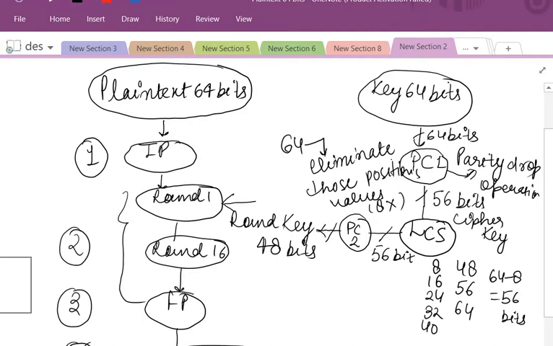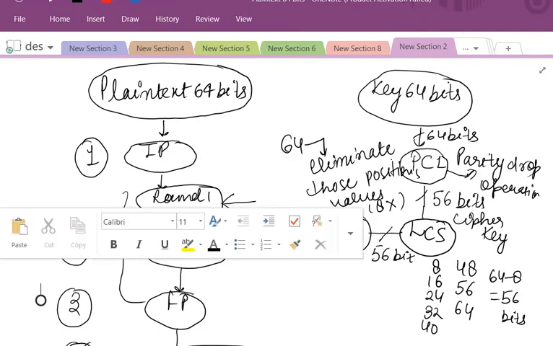The operation is very simple. You just have to eliminate those position values which are multiples of 8. Means the values at bit positions 8, 16, 24, 32, 40, 48, 56 and 64 will get eliminated, and the rest of the values will become the 56 bit cipher key. So that is the operation behind PC1, which is called permutation choice 1.